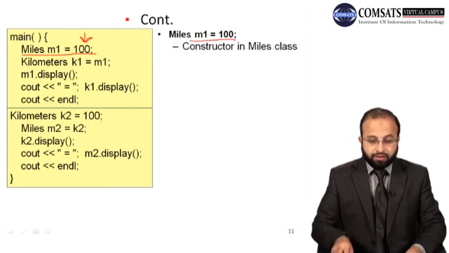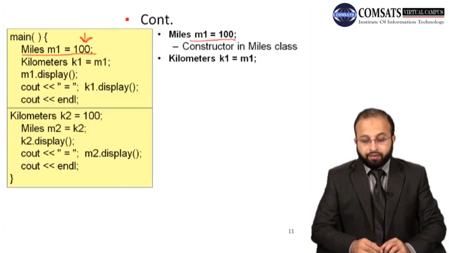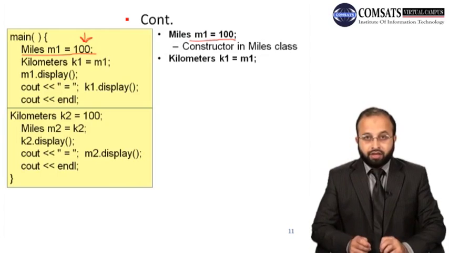Okay, in the second statement, now this is the second statement: kilometer k1 is equal to m1. Now you are creating an object k1 and you are assigning it a value, or you initialize it with the object m1, and m1 is an object of the miles class.